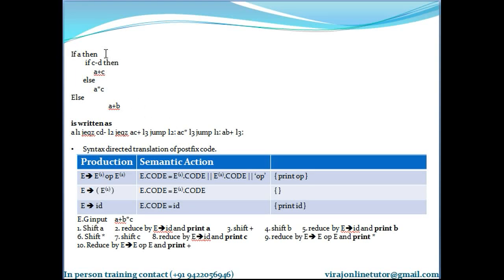If A is true, then nested if: if C minus D is true, then A plus C, else this. And this else is for this if. So how to convert this into postfix? If A is equal to 0, then I have to come here. So if A is equal to 0, jump to L1, and at L1 I need to have AB plus. At L1 I have AB plus, correct.